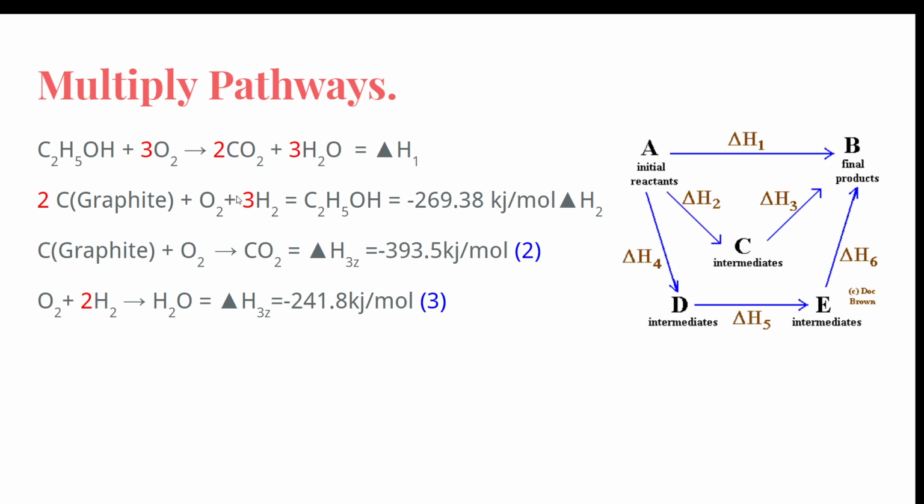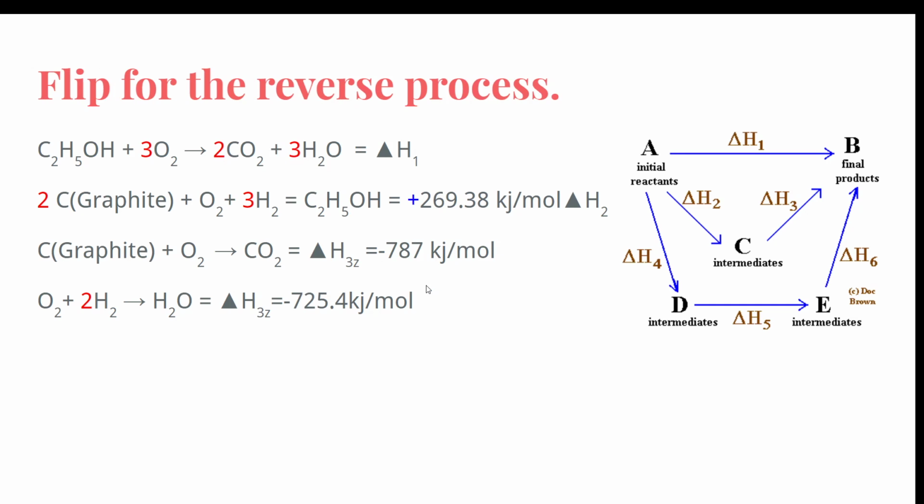Then we're going to multiply the pathways. Notice that this is the pathway to make CO2, so we're going to multiply it by 2. This is the pathway to make water. We're going to multiply it by 3 because we have this 3 here for water. Right here I've already multiplied it by 2 and multiplied it by 3.